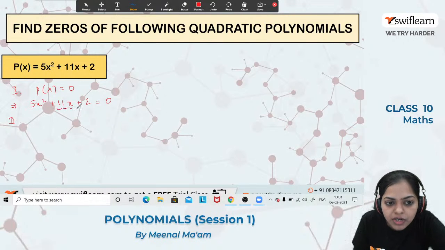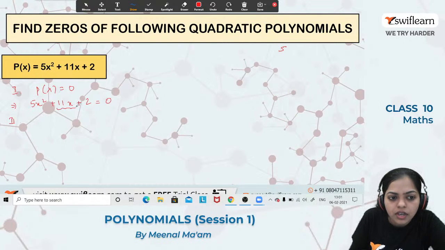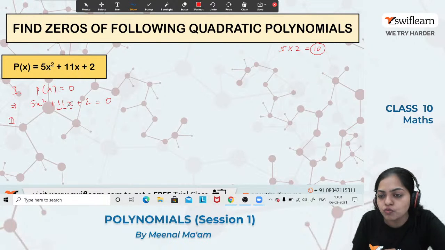We have to split the middle term in such a way that the product of the coefficient of x², that is 5, and the constant is equal to what? The product will be equal to 10. So we have to take the factors of 10 such that the sum of the factors of 10 will be equal to the middle term, that is 11. So what do you all think? What are the factors of 10? The factors are 5 and 2. But when we add these two, we don't get 11. So we can't take this as a factor.